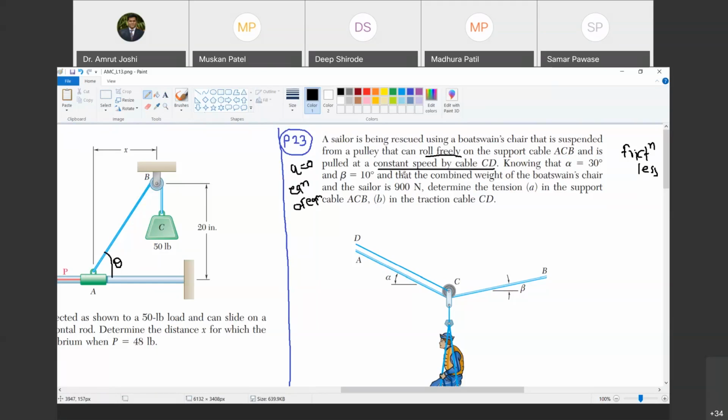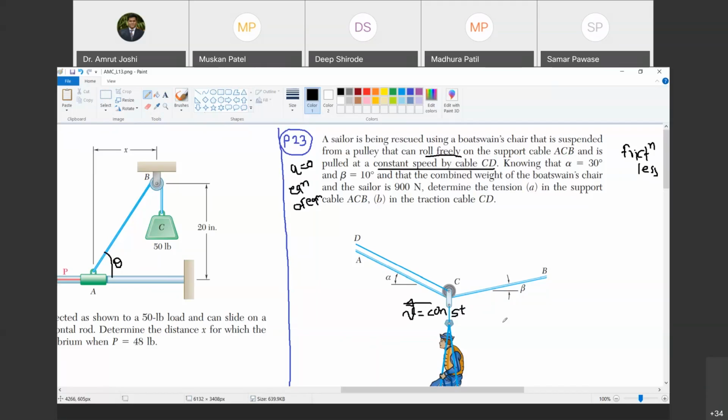But as it is pulled at constant speed by cable CD, meaning this pulley C, its speed in this direction is constant, velocity is constant, so I can use equations of equilibrium in x direction. Are you with me? Yes, sir. That's what it is being said.